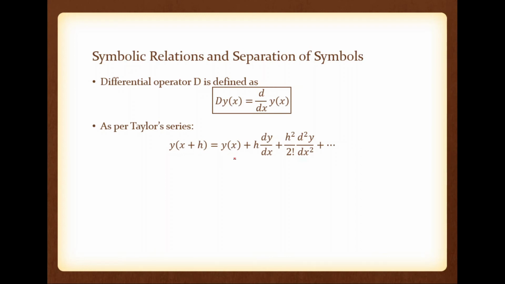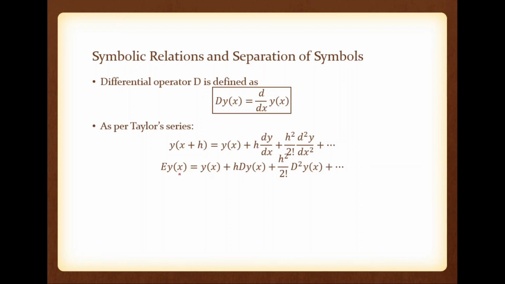As per Taylor's series, y of x plus h is equal to y of x plus h into dy by dx plus h square by 2 factorial into d square y by dx square plus etc. I told you y of x plus h is the next data of y of x. So we can write y of x plus h as E into y of x, meaning the next data of y of x, that is y of x plus h.